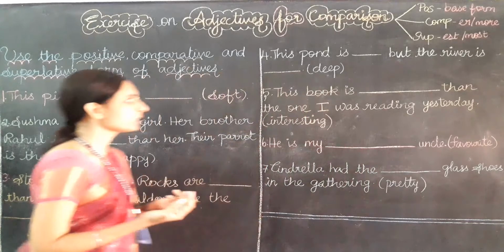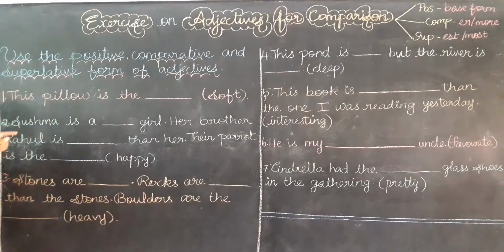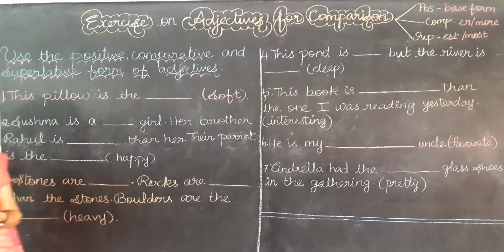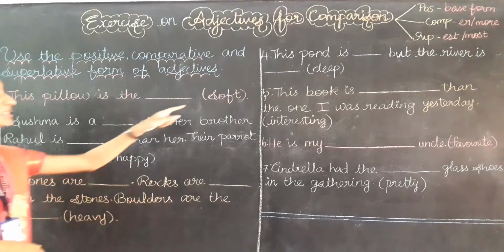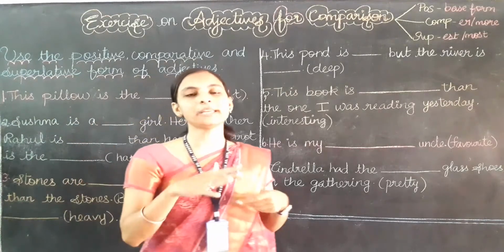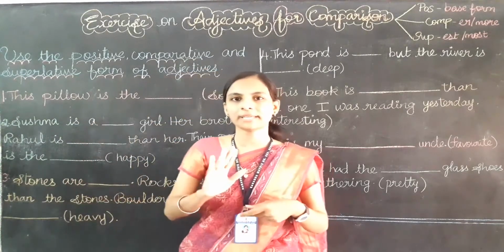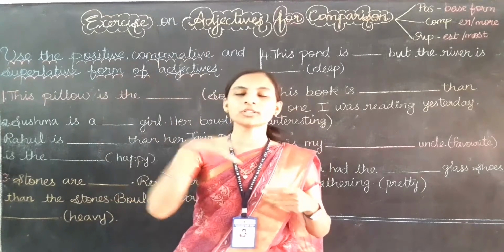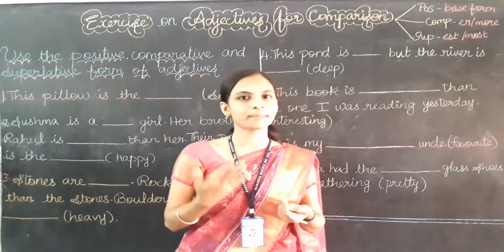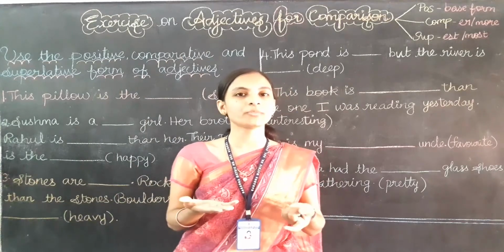Okay. So the first question is, this pillow is the dash. This pillow is the dash means here they have given the adjective, that is soft. So among all the pillows, only this pillow is soft, I am telling you. So I am telling you among a group of things, only this pillow is soft. So which adjective form we need to use?